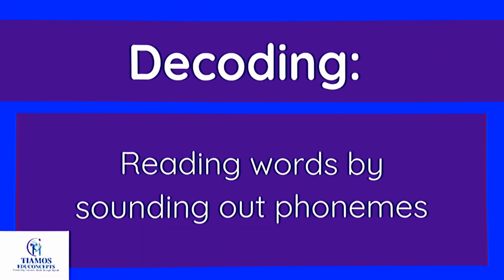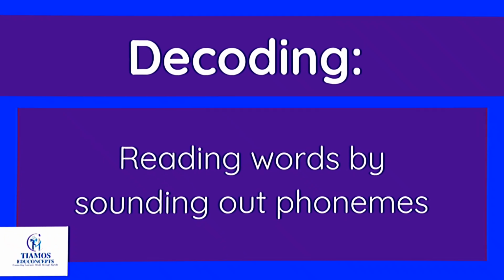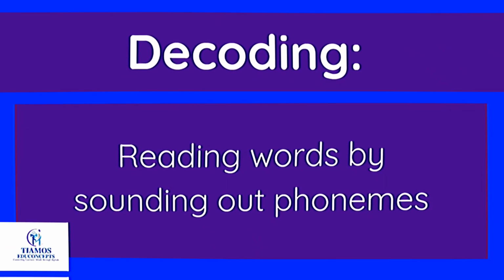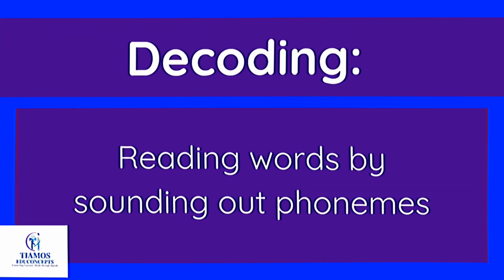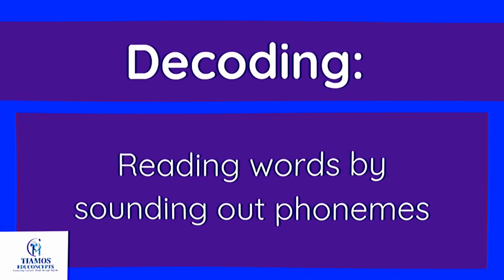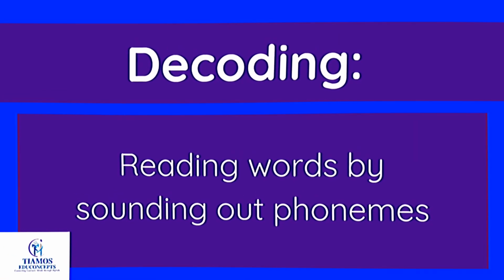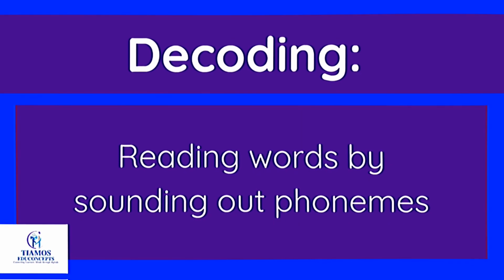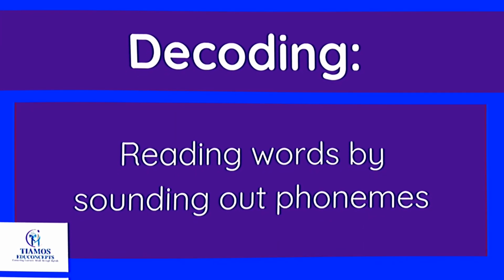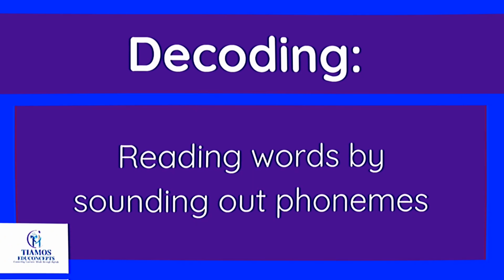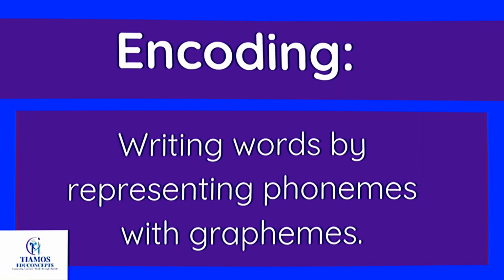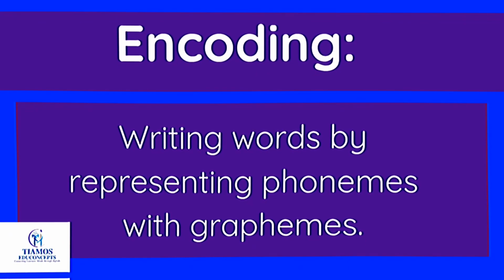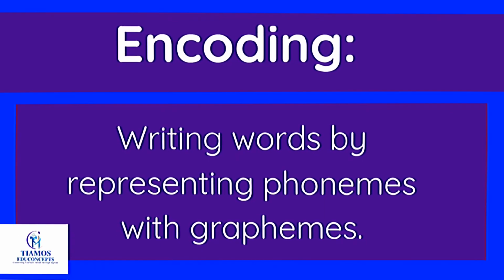So the next thing after the child can identify and sound those phonemes well is decoding, that is reading words by sounding out phonemes. In that case, the child can actually sound out the sounds in the word before pronouncing them. That is decoding. Okay, vice versa. The next term after decoding is encoding.